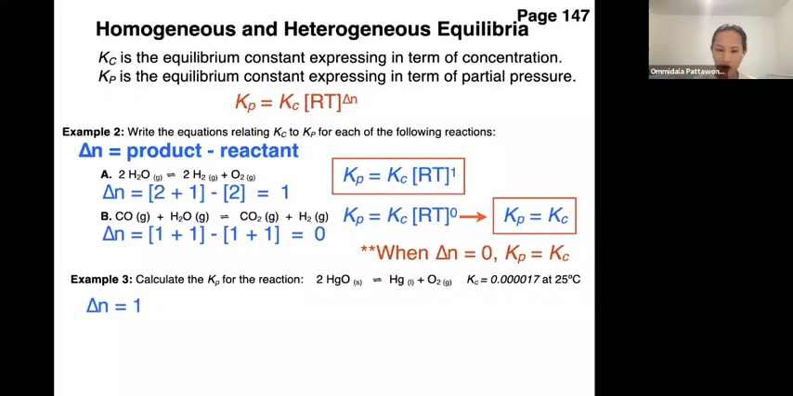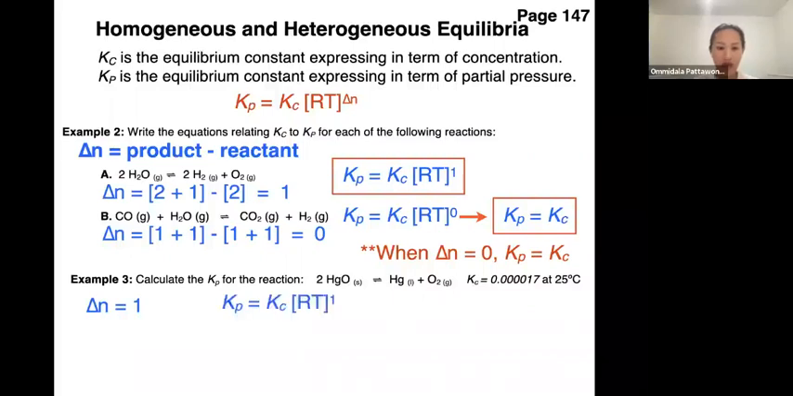So why is that? Why is it 1? Well, remember Kp, what does P stand for? It's the pressure. So which physical state is going to have the pressure property? The answer is only gas, because only gas can hit the container and exert a force against the container. So in this case, only gas is going to be included when you calculate delta N. The coefficient of the product that involves the gas state would be just oxygen, so that would be just 1. We don't have any gas for the reactant, so it's going to be 0. Therefore, total delta N would equal 1.